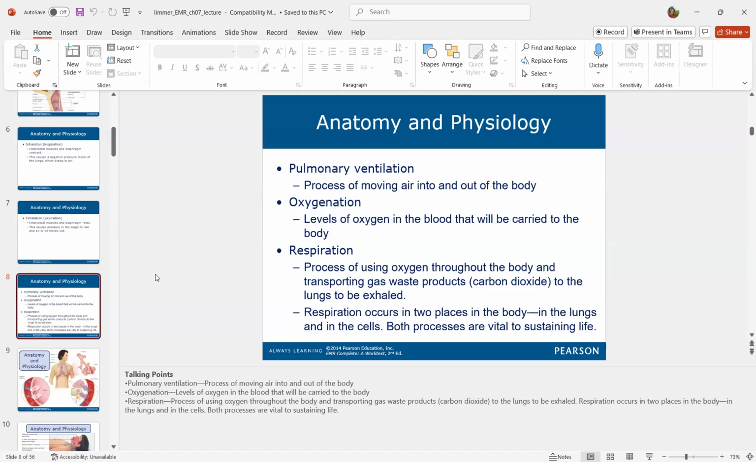Respiration, that's the process of using oxygen throughout the body and transporting that gas waste product like carbon dioxide to the lungs to be exhaled out. So we have this whole process of blood going around and around and oxygen coming in, and the blood is moving that oxygen, and it's taking that exchange in a couple places, like our alveoli and our capillaries. And this is all part of this respiration process. So respiration occurs in those two places. It occurs in the lungs and it occurs in the cells. We need both of those to sustain life.